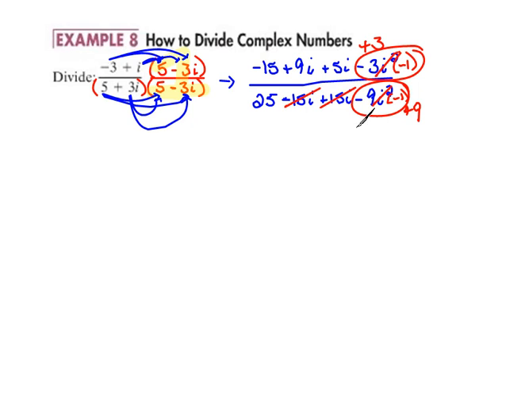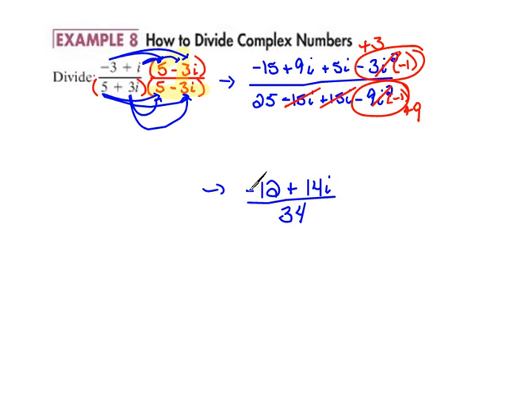Now we can start combining our like terms. So on the top we have a negative 15 and a positive 3, which would be a negative 12. And then we have a positive 9i plus 5i, which would be positive 14i. Over. Here we have a 25 and a positive 9. So 25 plus 9, well, that would be 34.